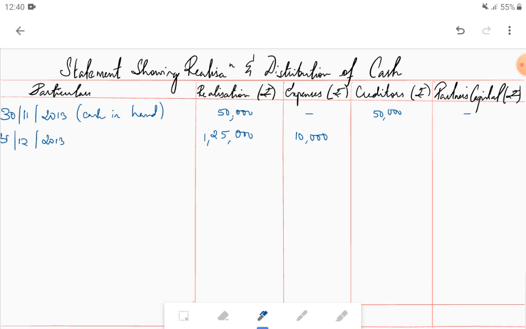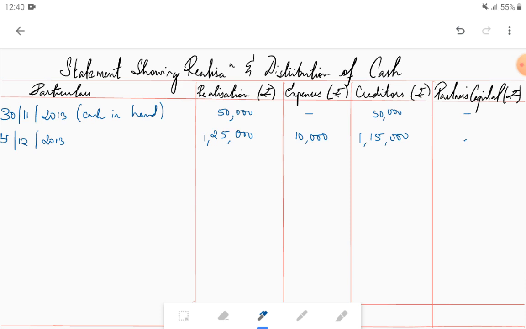Now you still have to pay creditors. Your creditors are still due. You've only paid 50,000, but your total creditors are rupees 3,15,000. So let's use this 1,15,000 to pay off our creditors. So now 1,15,000, that balance that you're having on your first realization has been paid off to creditors. So no balance is available to pay to your partner's capital.